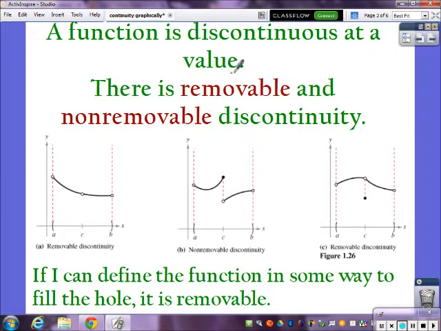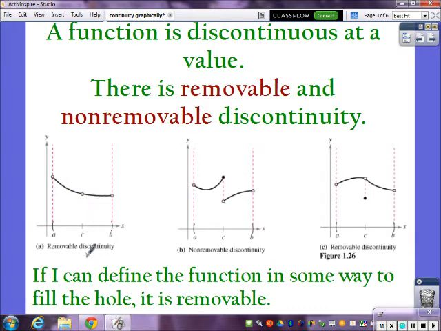Some people like to think of removable graphically. It's like you just pulled a point out of the graph. You just removed one point. So this bottom left, the graph A, this is a removable discontinuity. That's when f of c is not defined, but every other value is, and it's approaching the same value from the left and from the right.